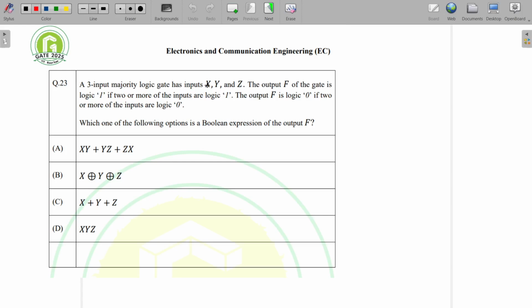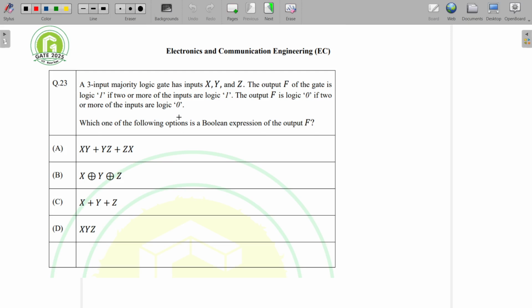Everybody, today we are going to solve a problem from GATE 2025 easy question paper. The question number is 23 and the question is: a 3 input majority logic gate has inputs X, Y and Z. The output F of the gate is logic 1 if 2 or more of the inputs are logic 1. The output F is logic 0 if 2 or more of the inputs are logic 0. Which one of the following options is a Boolean expression of the output F?